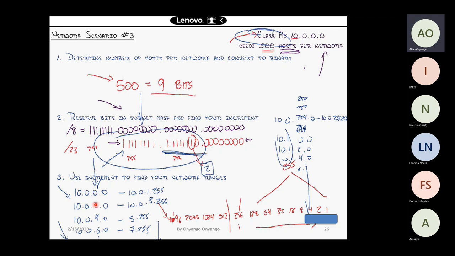Here it ended with 1. This one is beginning with 0 here, and this one ended at 255. Same thing, this is beginning at 4. This ended with 3.255, since 0 is here. 6.0, this will be 5.255, so on and so forth. And the same thing as we did previously. And that becomes that.